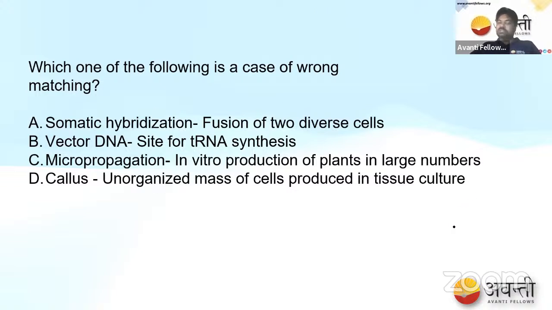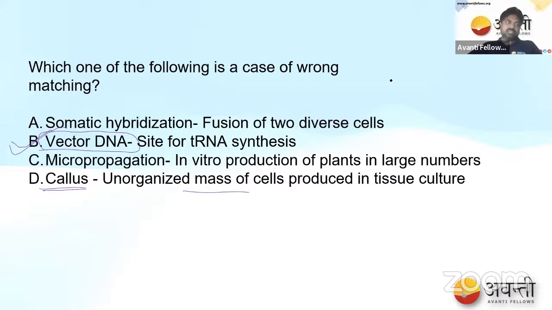Maximum people choose option B. बहुत ही easy question था. So question क्या है? Somatic hybridization. We know in case of somatic hybridization, there is fusion of two diverse cells. Vector DNA is useful to transmit our gene of interest into the cell, so it is not a site for the tRNA synthesis. That's why option B is the correct option. Micropropagation is the in vitro production of plants in large number. This is correct. Callus is the unorganized mass. Okay, that's why option B is the correct one.